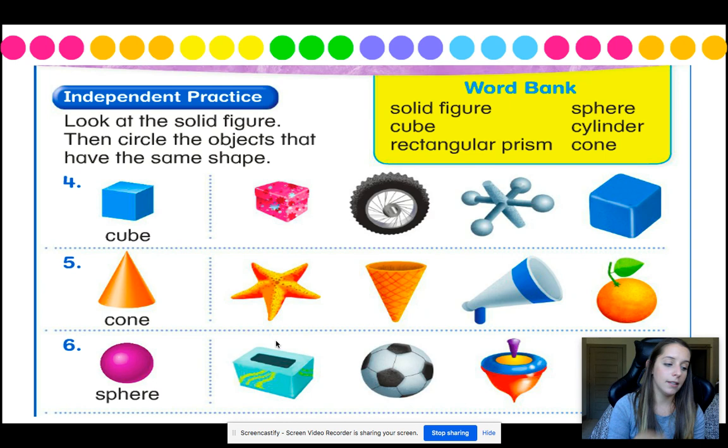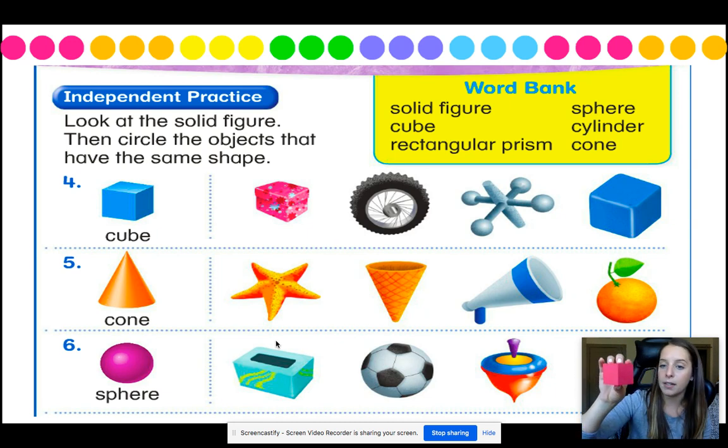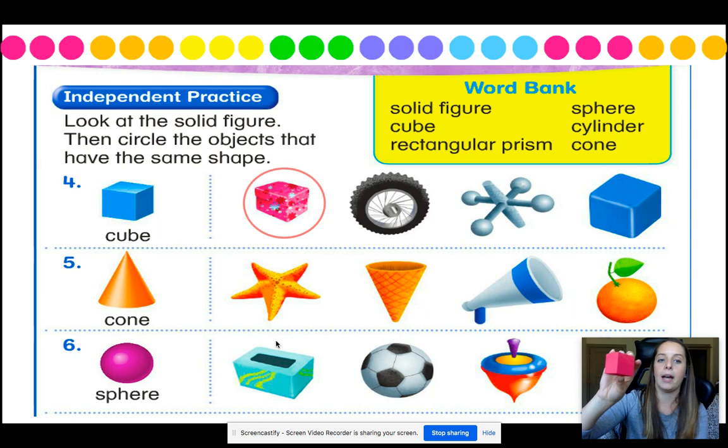Number 4 is a cube. So thinking about a cube, again, a cube has squares on all sides of it. The first picture that we see there is some type of present. Does a present look like a cube? Does it have that same shape? I would say it's pretty close, so I would count that.